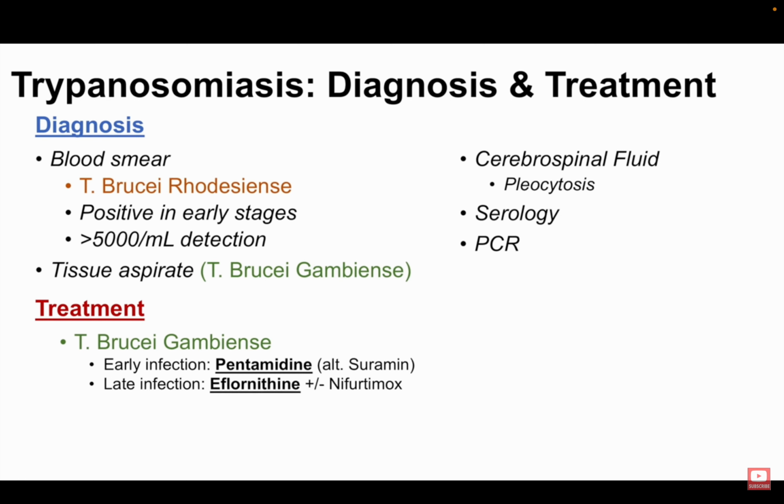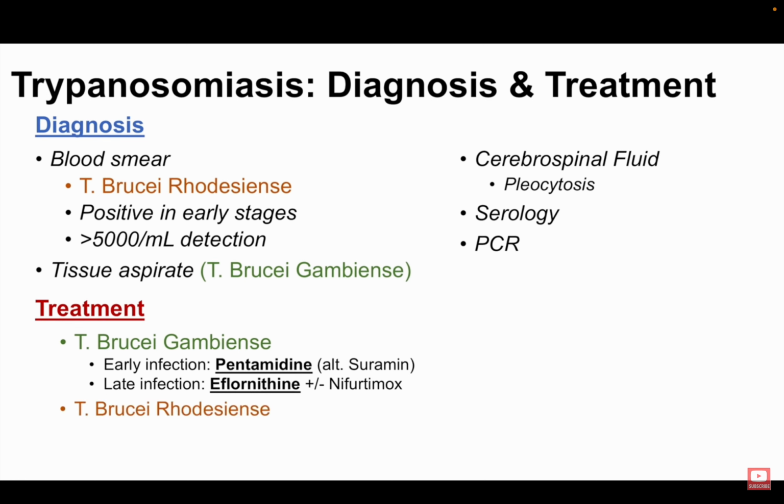And if it's been found that it is a late infection of Trypanosoma brucei gambiense, we would have to use eflornithine plus or minus nifurtimox. The reason that we use eflornithine as opposed to pentamidine is because pentamidine does not cross the blood-brain barrier well. Eflornithine does. So in order to treat a CNS-involved infection of trypanosomiasis, we'd have to use something that can cross the blood-brain barrier. So eflornithine would be the one we'd use.